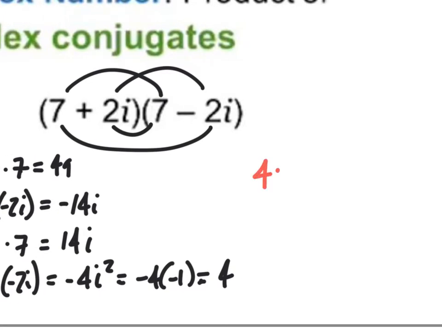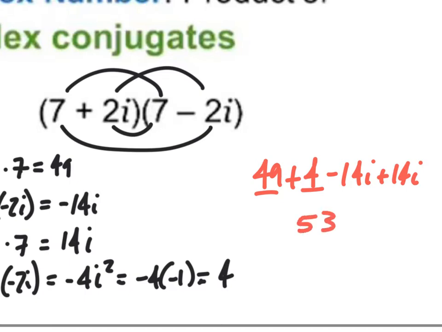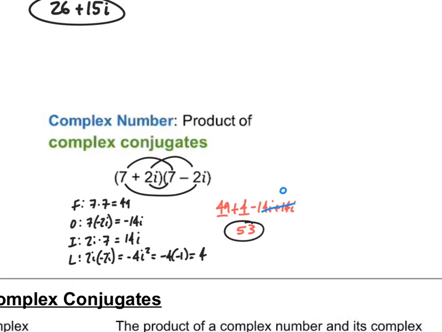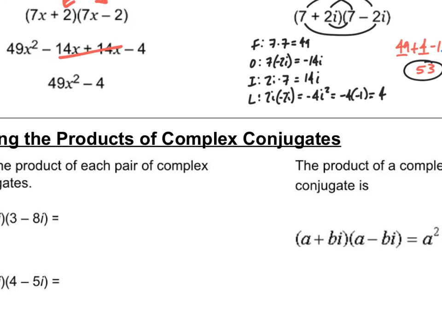Now let's add all these together: 49 plus 4 minus 14i plus 14i. 49 plus 4 gives me a value of 53. But the good part, and the reason this is a really powerful thing, is that negative 14i plus 14i adds to 0. So the only thing you're left with is 53. When you multiply complex conjugates, you really get rid of i, which is the nice thing, and it's a really useful algebra trick down the line.